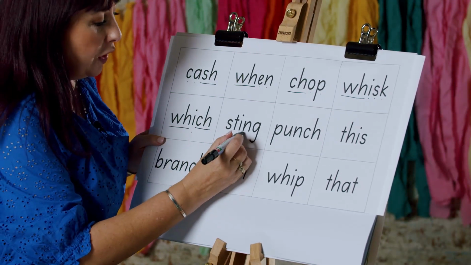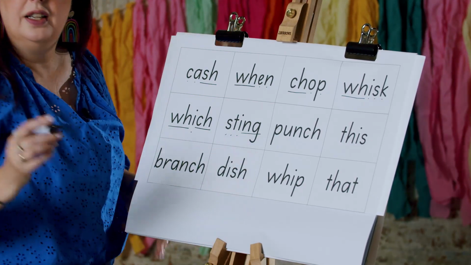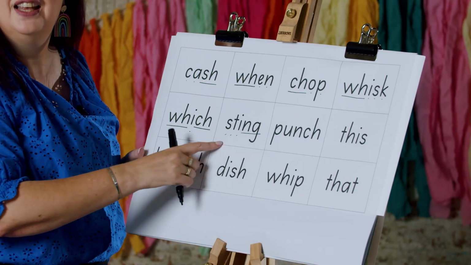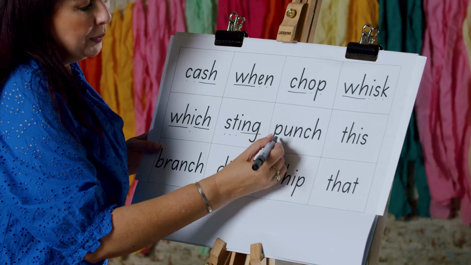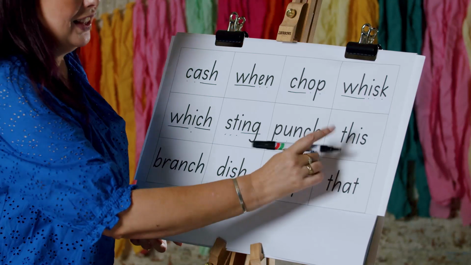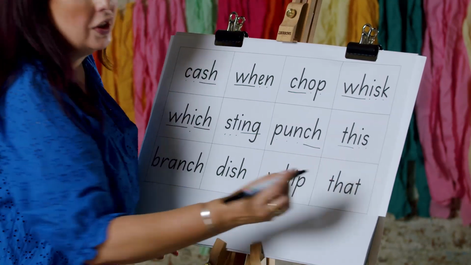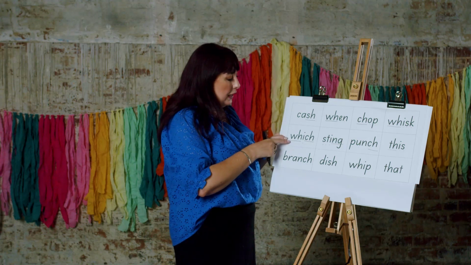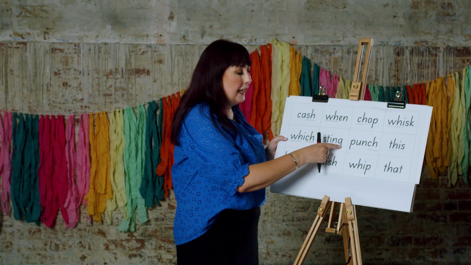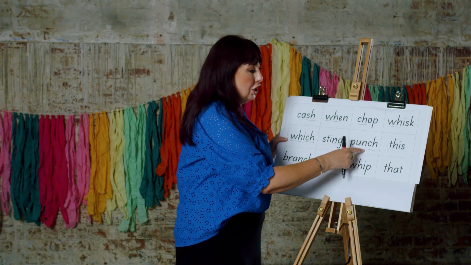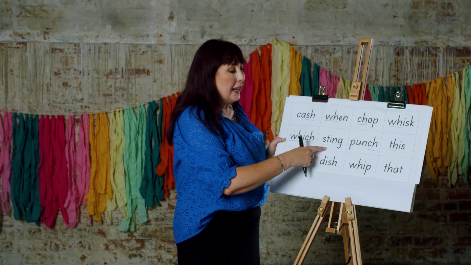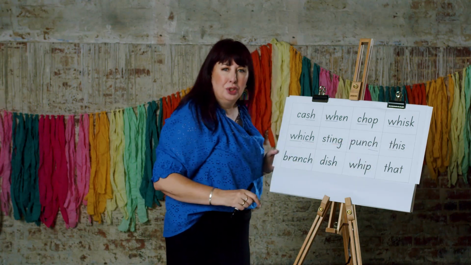Let's have a look at this word. We've got NG. St, i, sting. Can you say those words sounds with me? St-ing, sting. Good job. P-a-n-ch. What word? Punch. And the last one on this line? It's this. Let's read these words again. W-itch, which, st-ing, sting, p-a-nch, punch, is, this. Let's read it more quickly. Which, sting, punch, this. Good job, good reading.